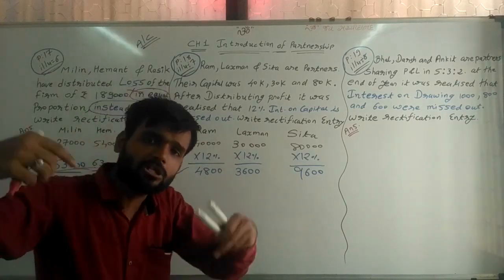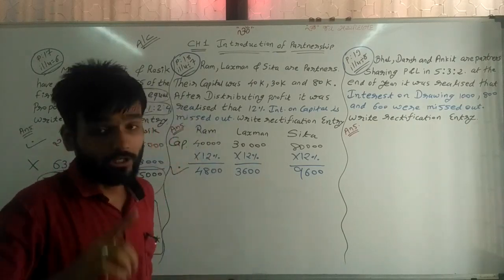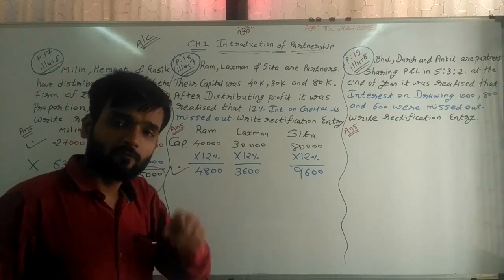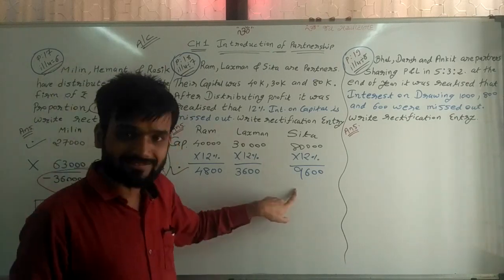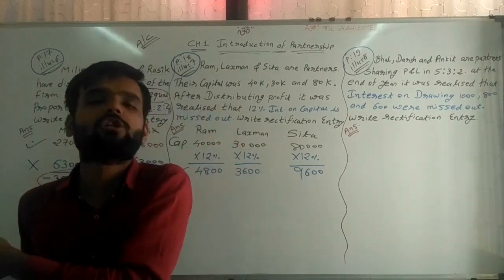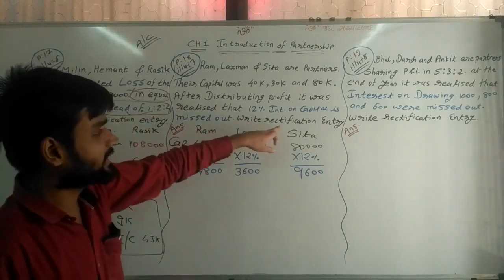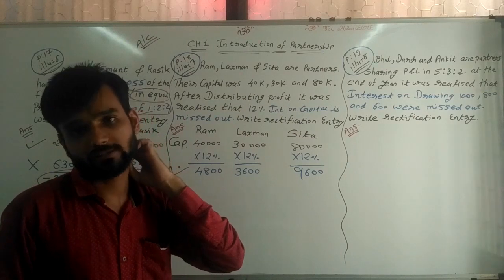which I did not take at the time of distribution of profit, and we have distributed the profit. So it is my mistake. First of all we need to give capital interest and only after that can we distribute the profit. So now, write the rectification entry for this.